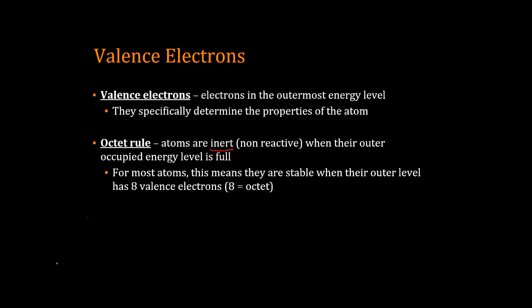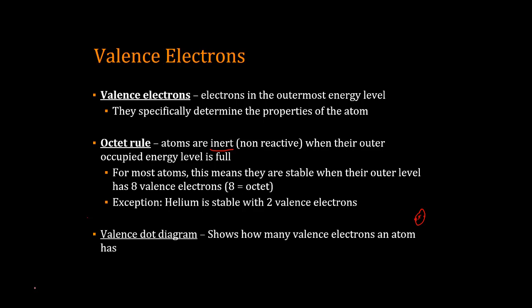There's only one exception to this, and that's helium. Helium is stable with 2 valence electrons because, remember, helium only has 2 electrons total. Helium is the second element on the periodic table, and it has 2 protons. The first energy level only holds 2 electrons, and that's it. So it's stable because that outer energy level is full. So we think of octet to mean 8, and it does in most energy levels. When they have 8 valence electrons, they're stable, they're full, they're inert, but for helium, that's 2.